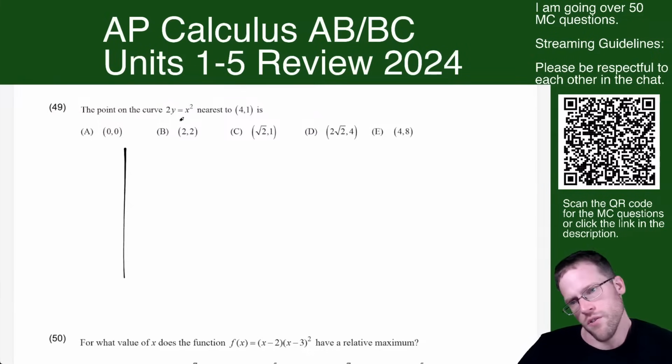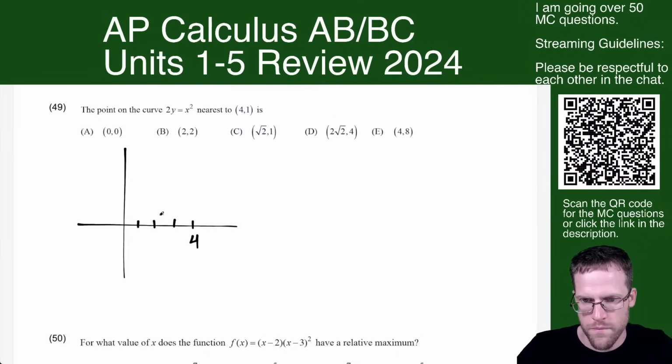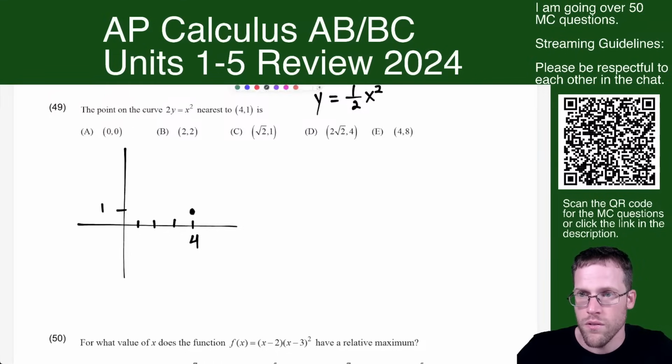Okay, the point on this curve nearest 4, 1 is, so optimization. All right, we're almost done. But of course, we've got to do something crazy before we end. So 4, 1 is somewhere here. And I'm tempted to say y equals a half x squared, just so we get the concept down. So a half x squared will have 0, 0 on it. So 0, 0 is definitely here. And then if I plug in 2, half of 4 is 2. So like this point here.